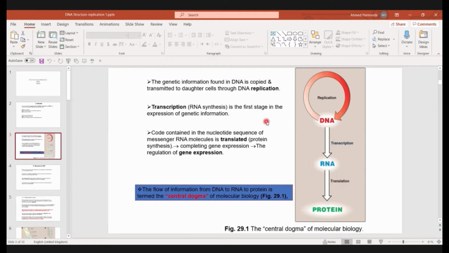So the genetic information found in the DNA is copied and transmitted to daughter cells through DNA replication. So if you have a cell that is replicating, the DNA will be replicated as well. Then the transcription, as I mentioned, is how the RNA is synthesized, and the translation is how the proteins are translated.